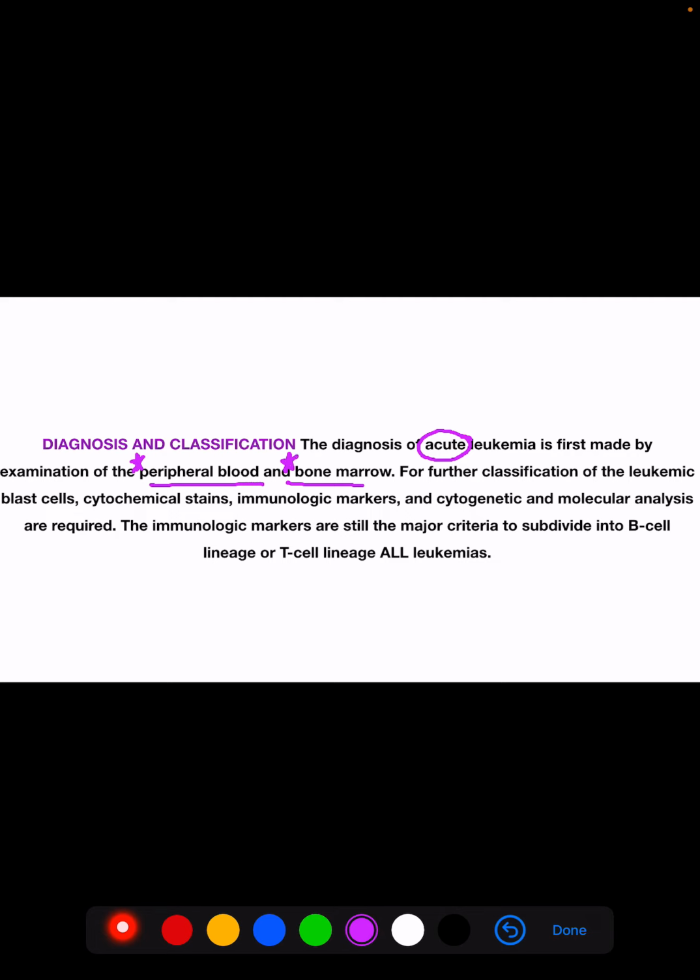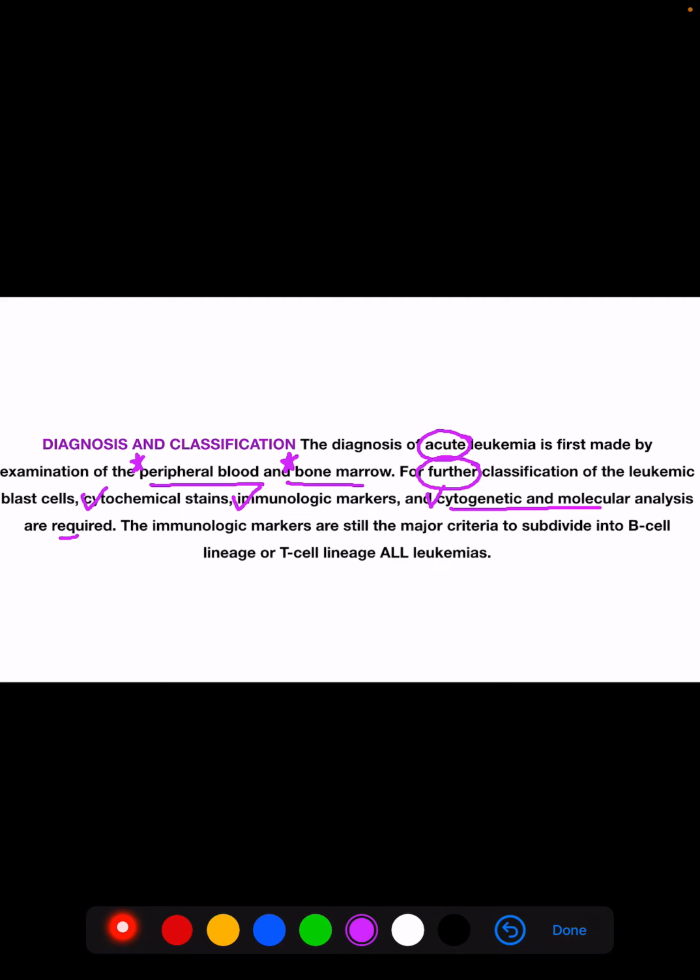And for further classification, after the peripheral blood and bone marrow are done, we have to classify the leukemic blast cells. For this, further tests are required. These are cytochemical stains, immunological markers, and cytogenetic and molecular analysis.